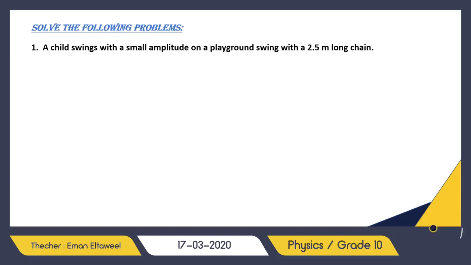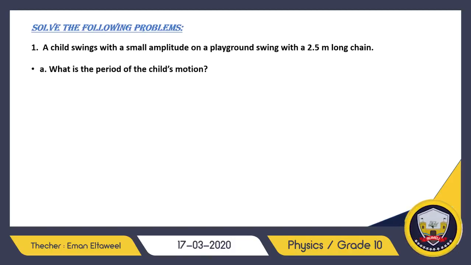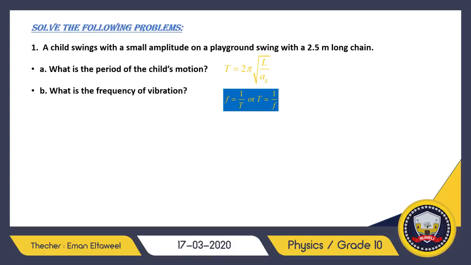A child swings with a small amplitude on a playground swing with a 2.5 meter long chain. So we have the length here. How can we calculate the period of the child's motion and the frequency of the vibration? For the period, we are going to use the formula 2 pi square root of L over g, since we have L. And for the frequency, we are going to use frequency equals 1 over T. So after calculating the period, you can easily calculate the frequency.